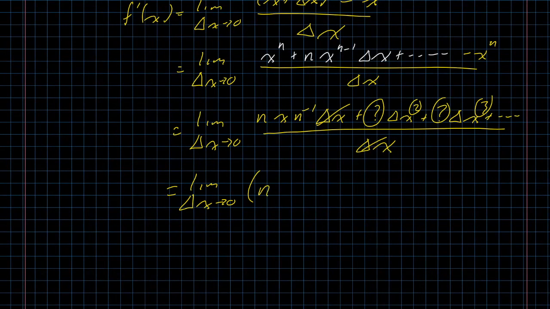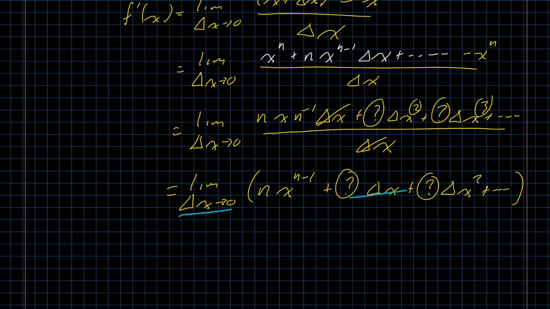So I have n times x to the n minus 1 power. The delta x's cancel out. I have something, I don't know what it is, times delta x. I have something, I don't know what it is, times delta x squared. And I keep going however far I have to go. But since we're taking the limit as delta x goes to 0, all of these things go to 0, and I'm left with n times x to the n minus 1 power.